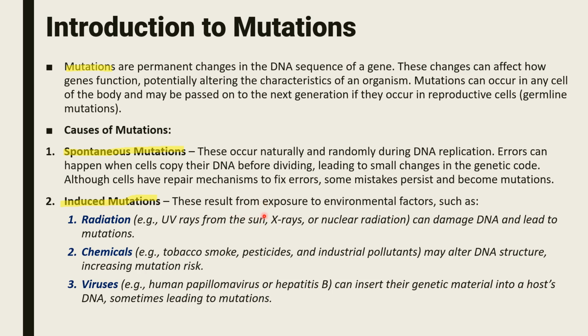Induced mutations result from exposure to environmental factors such as radiation. Radiation is the first cause, like UV rays from the sun, X-rays, or nuclear radiation, which can damage DNA and lead to mutation. Or chemicals, for example tobacco smoke, pesticides, or industrial pollutants, may alter DNA structure. Viruses can also do this.